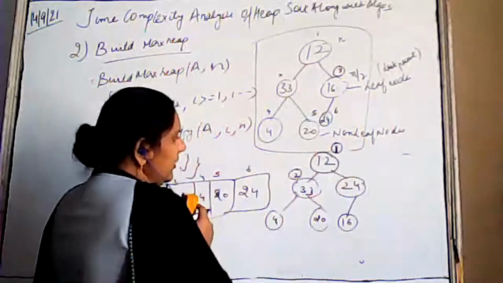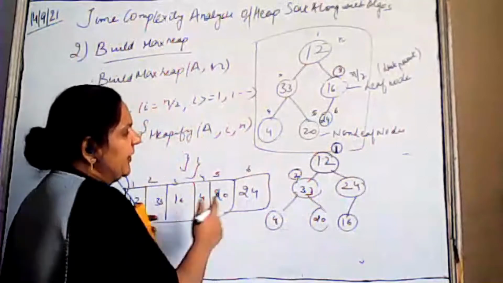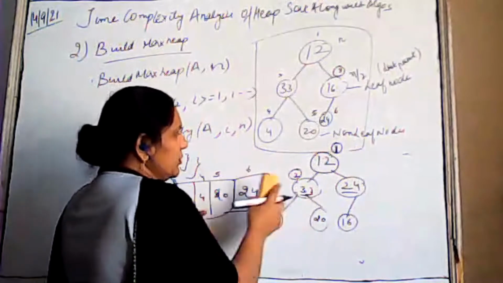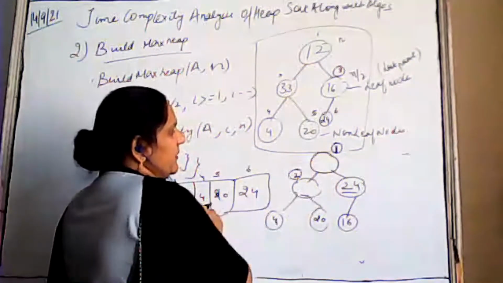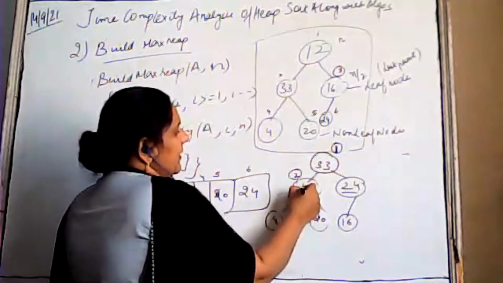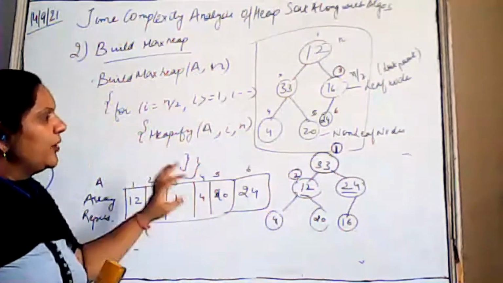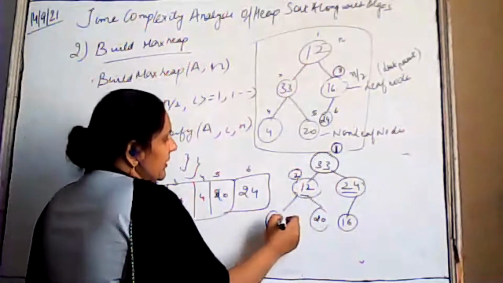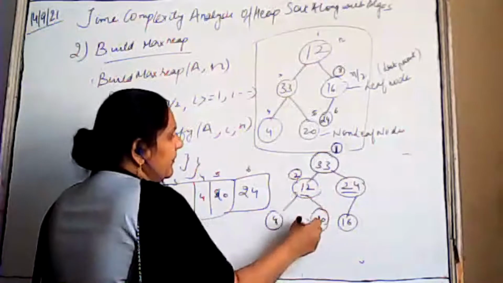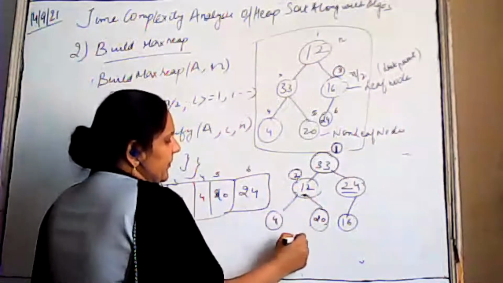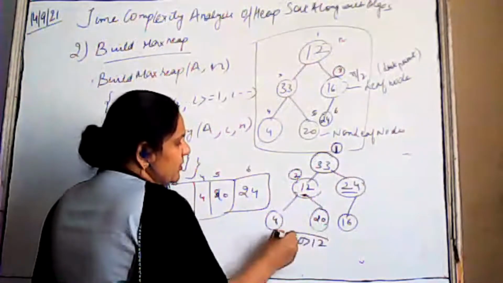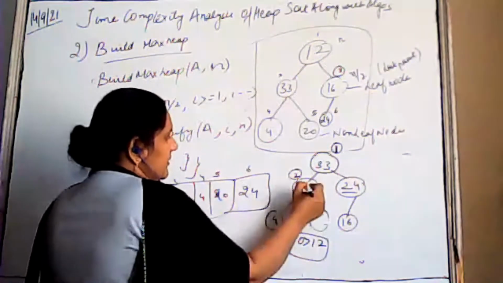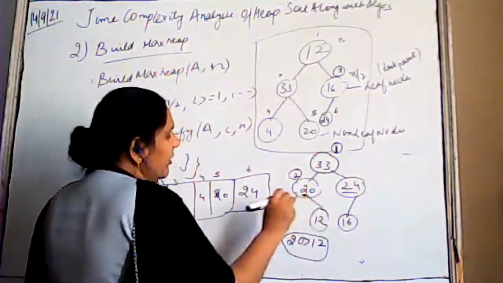Since we are at the parent node, perform the heapification on 33 and 24. Which is greater? The left child is greater. So swap 12 with the left child: 33, then 12 comes here. Now again this is violating the heap property. 4 is smaller than 20, but 20 is greater than 12. So again perform the heapification. 20 will come here and 12 will go down.